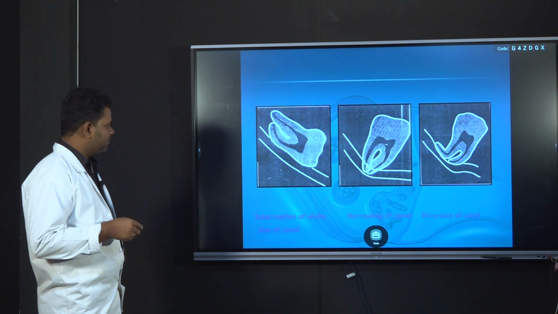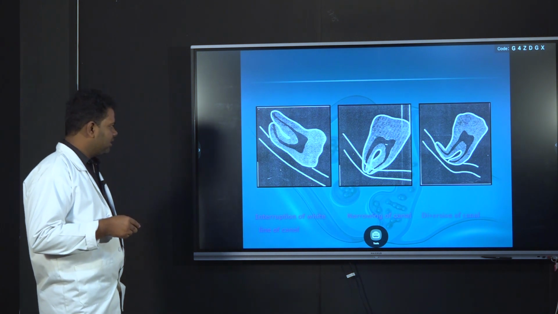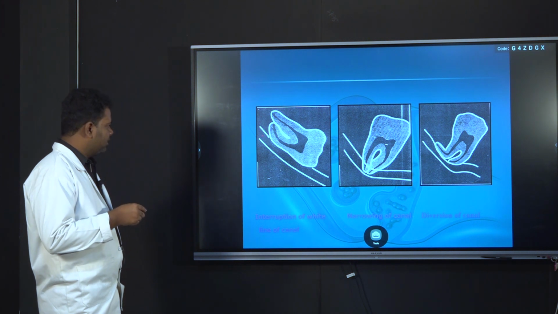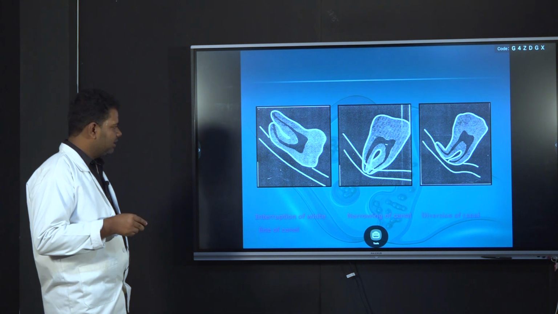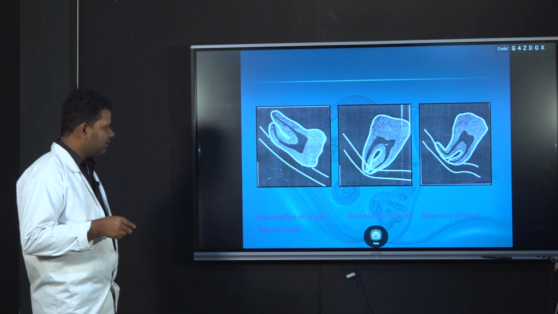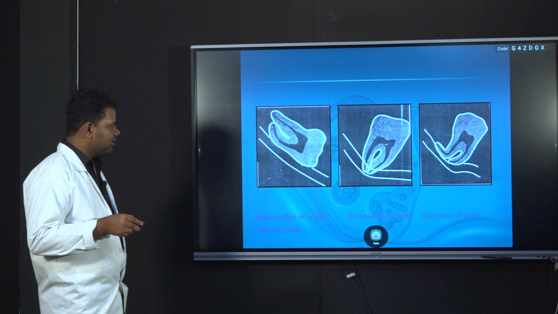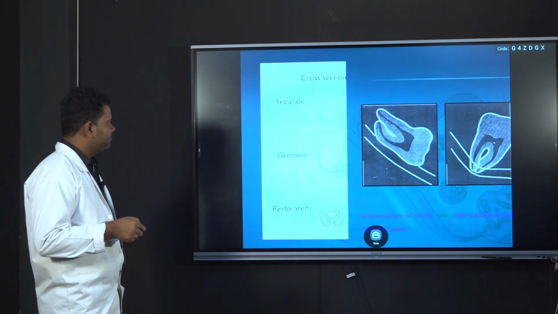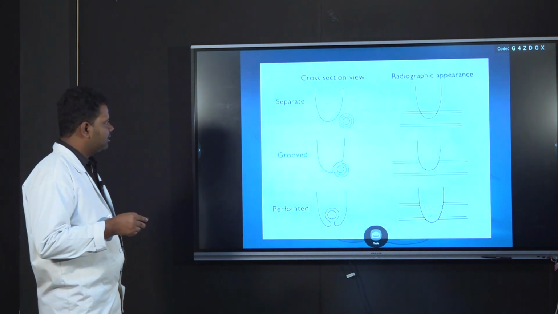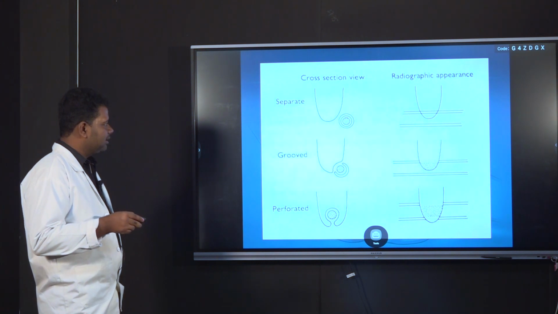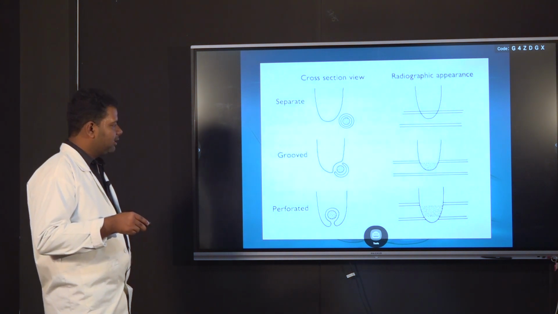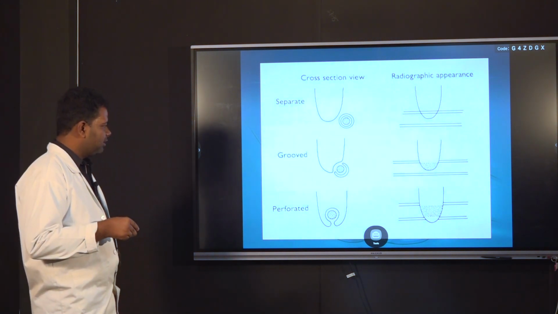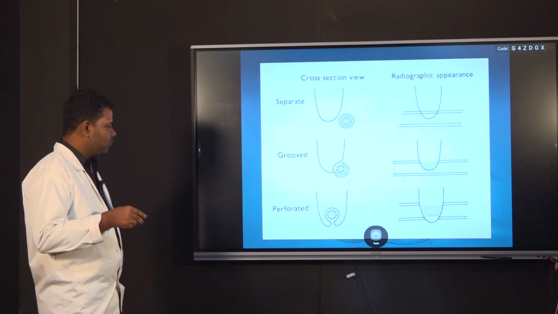Here these are the types of classification according to the canals. Here there is interruption of the white line. Here you can see the line is interrupted because of the presence of the tooth, and there is narrowing of the canal because the roots are perforated into the canal, and there is diversion of the canal because of the diversion of the roots. And in cross section view, the separate canals are considered, and in the radiograph they will appear like this. In grooved, because of the presence of the root inside the canal, the radiograph will appear as if the root is present inside the canal. In perforated canal, the root is present through and through the canal.